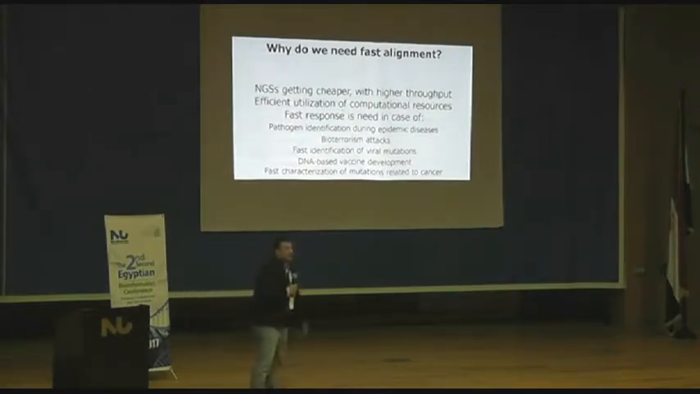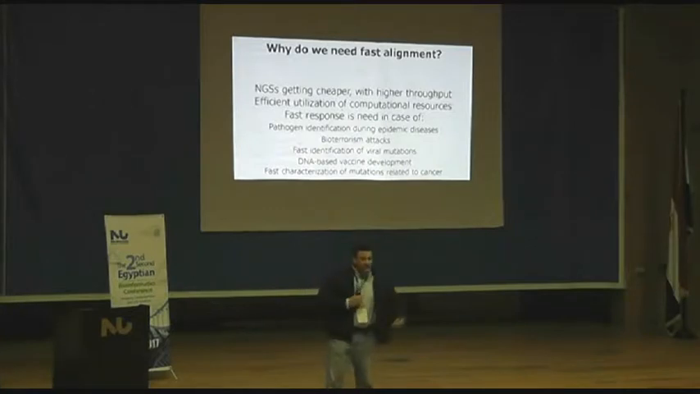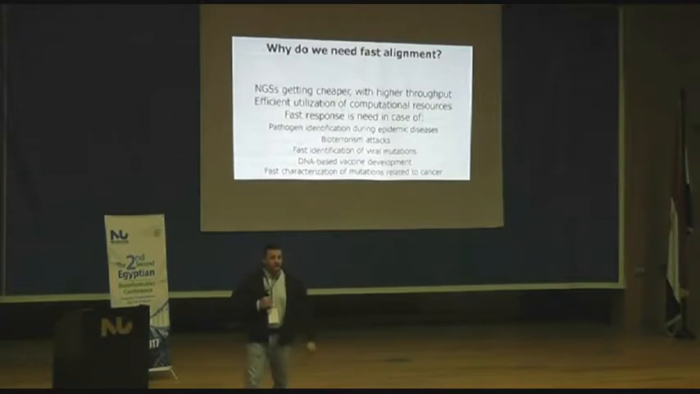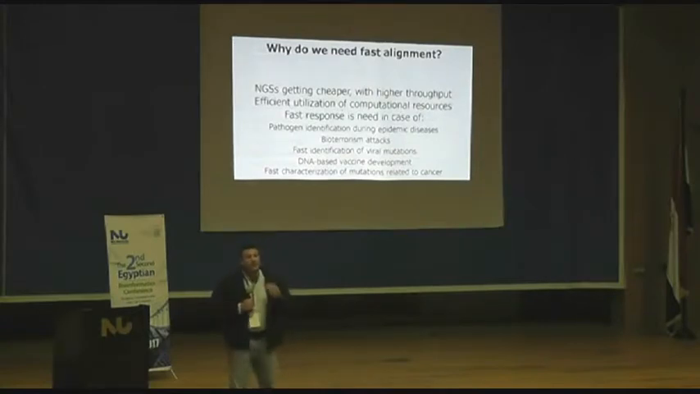So basically NGSs, which are the next generation sequencers, are getting cheaper. They are getting cheaper, and at the same time they are getting more powerful. They're producing more data. This stresses the environments for processing this data. We need to utilize our computational resources better to be able to account for that. Also, there are a lot of needs for fast response, like, for example, bioterrorism attack or viral mutation. Things that need high response.